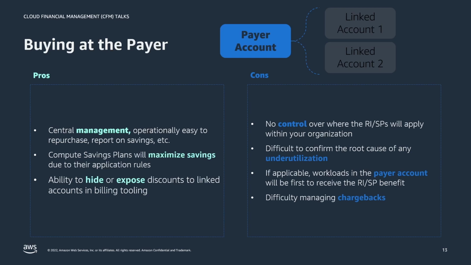You're going to have the ability to log in right at the payer account, check out your savings plans or RI utilization and coverage reports, quickly get those savings, and you're also going to be able to automate any renewals that you'll need to do there.